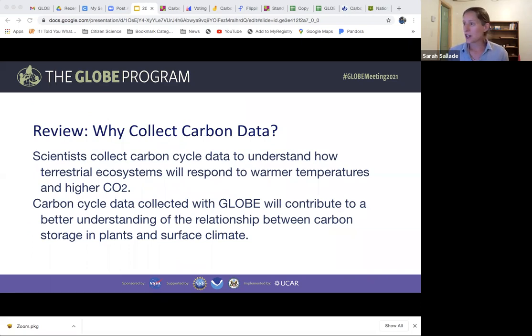So let's just start at the beginning. Why collect carbon cycle data? We all know that scientists need to collect carbon cycle data in order to understand climate change. And in particular, our focus is the carbon cycle in terrestrial ecosystems. So when students and teachers collect carbon cycle data with Globe, they contribute to a better understanding of the relationship between carbon storage in plants and surface climate.